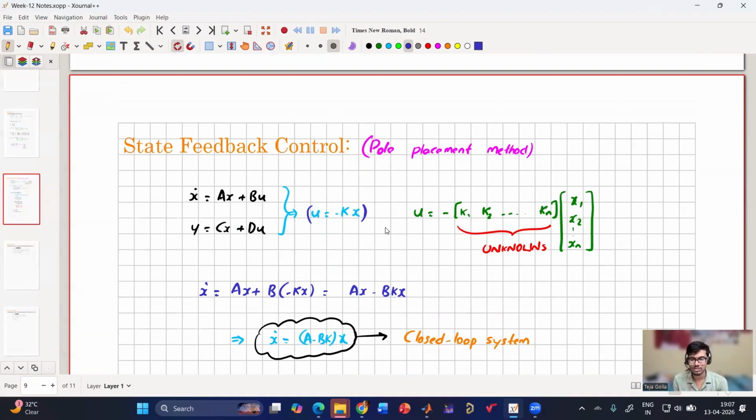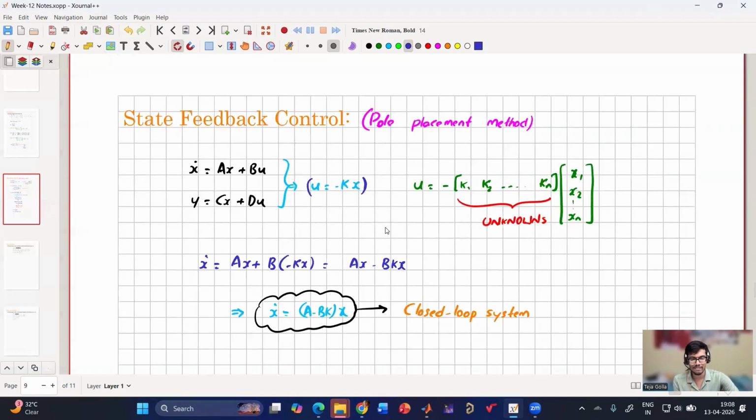So I'll quickly summarize what I have told till now. We have an nth order system, x dot is equal to ax plus bu and y is equal to cx plus du. Now we are feeding back the states as an input to the system, so that's why it is state feedback control, and u is equal to minus kx. So u is minus of k1, k2, up to kn into x1, x2, up to xn, and x dot now will be (a minus bk) into x. So now the stability of the system depends on the eigenvalues of this matrix a minus bk.